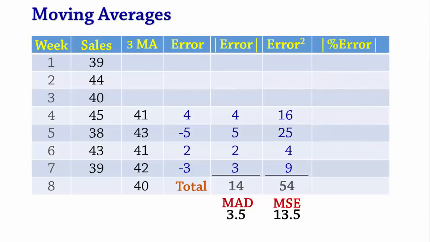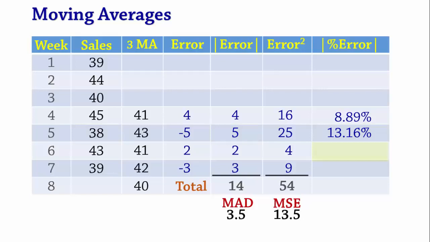Finally, let us calculate the mean absolute percent error. The absolute percent error is a measure of the error as a percentage of actual values. To obtain the absolute percent error, we simply divide the absolute errors by the actual sales values and multiply by 100%. For week 4, the absolute percent error is calculated as 4 divided by 45 times 100%, and that gives 8.89%. And for week 5, 5 divided by 38 times 100%, which gives 13.16%.